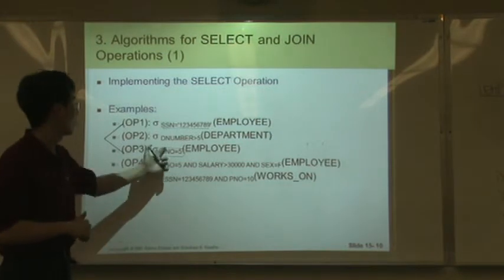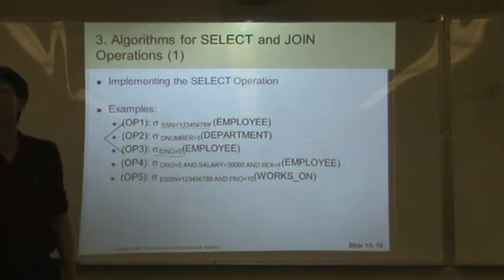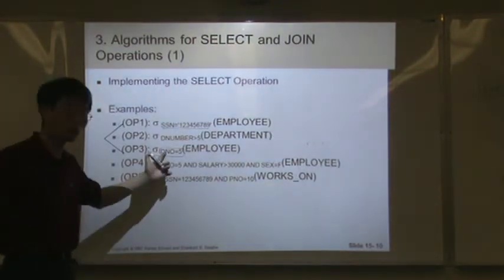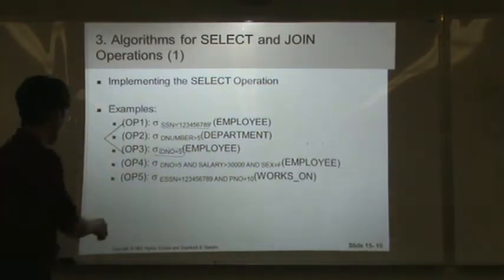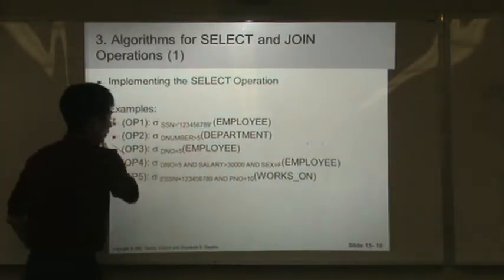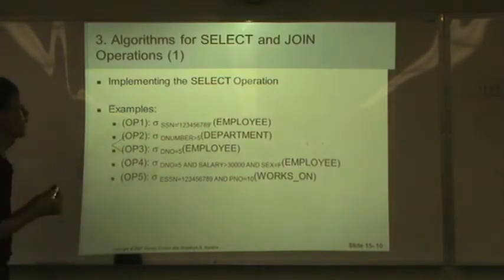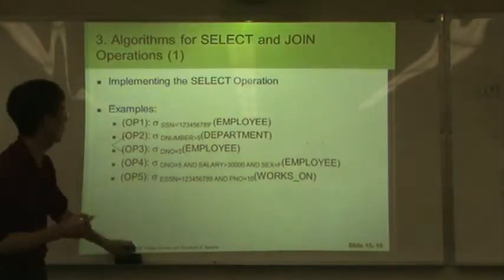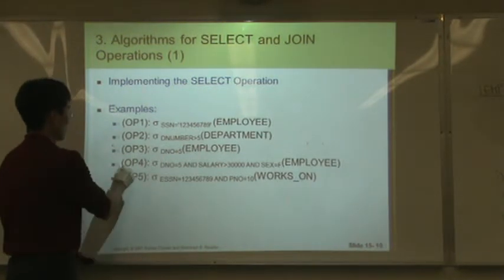Okay? What about this one? At this time, you'd better use clustering index if you have. So this one is called clustering index, index for group data. What about this one? OP2 and OP3. Now OP2 and OP3. This one and this.